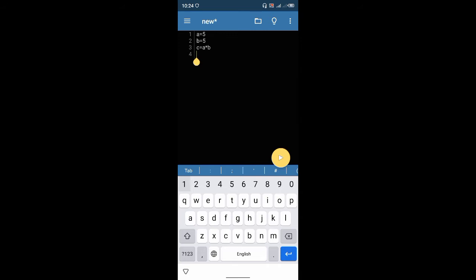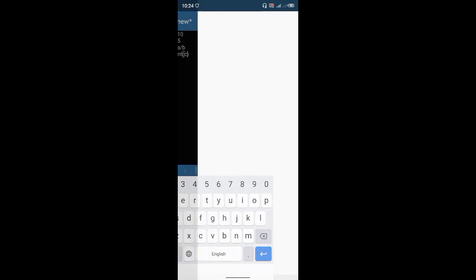And the fourth is division, the normal division. Let's change a to 10, and let's say that c is equal to a divided by b, and let's see the result. Print c. So it's surely 2. As we see, it's a float with the decimal point.